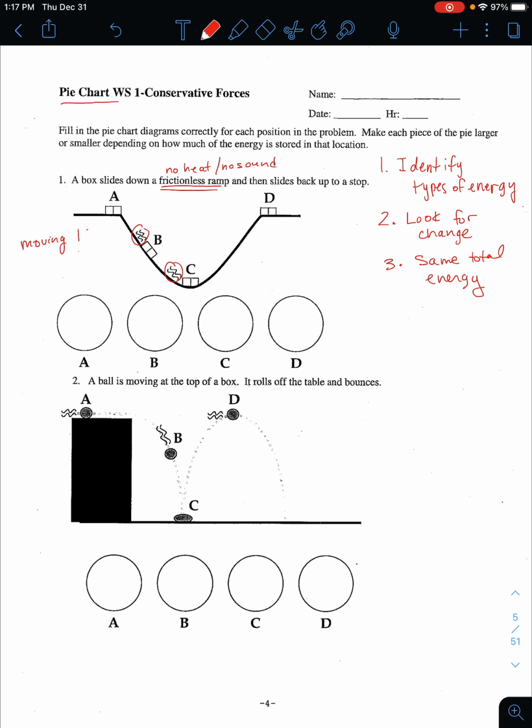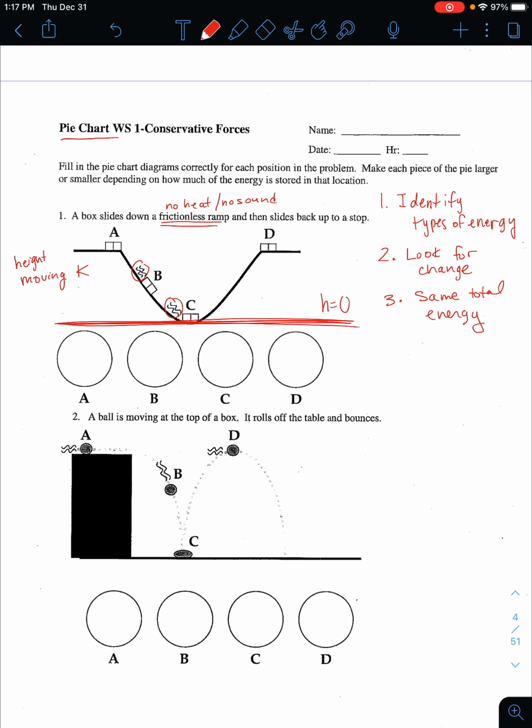And then what we also see is that the height is changing. We get to choose where we want our height to be 0, anywhere we want. I choose the lowest point of the problem to make my height equal to 0. And because I have height above 0 at other places, whenever I have height, I'm going to use that as my identifier that I have gravitational energy.